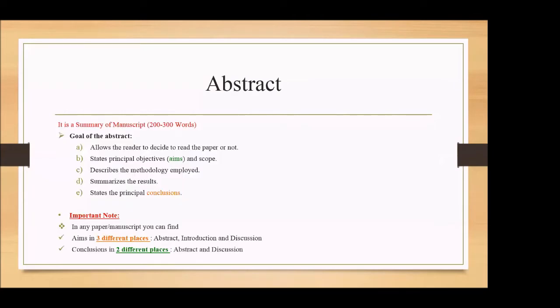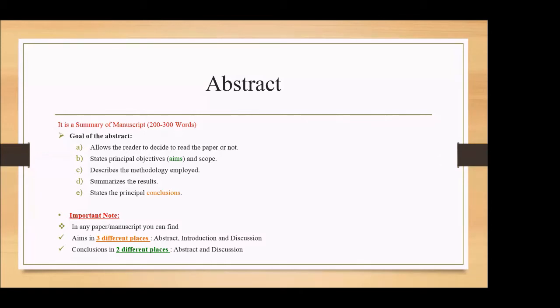Okay, so let's look at the abstract now. It's a summary of a manuscript. It's between 200 and 300 words, okay? The number of words is specified by the journal, and each journal has a specific number of words for the abstract. But normally it's between 200 and 300 words.